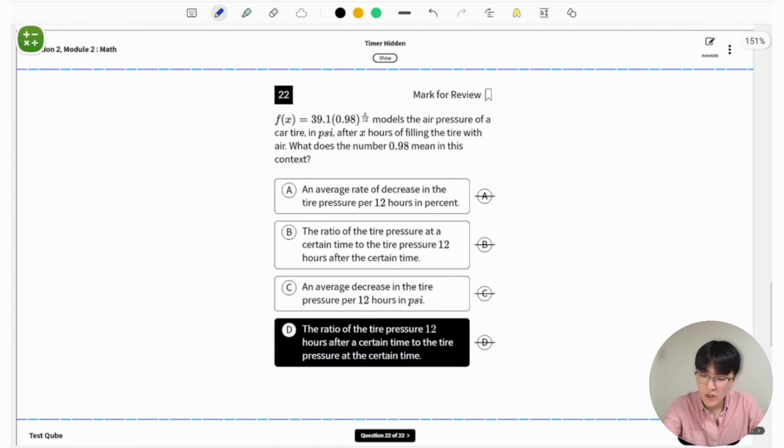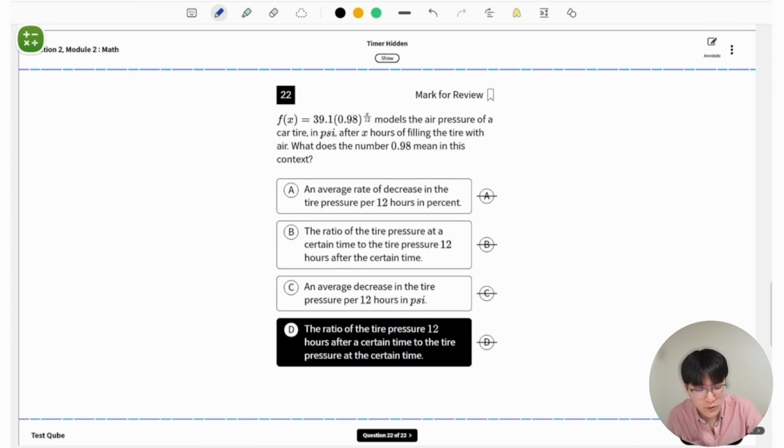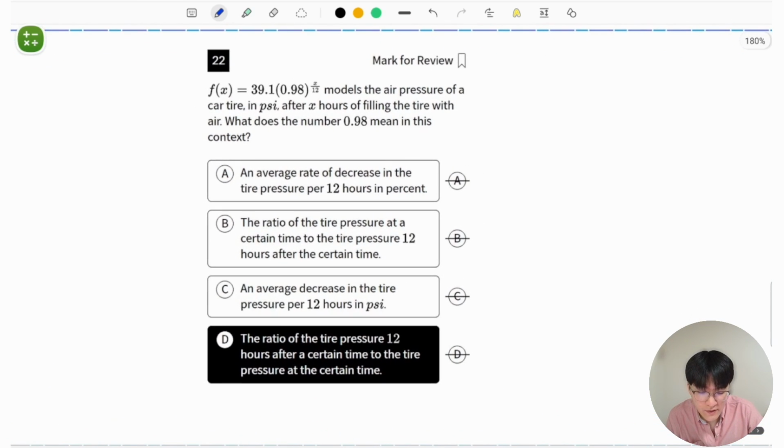All right, final question for test 1, module 2, upper module. Let's take a look. f of x is equal to 39.1 times 0.98 to the power of x divided by 12 models the air pressure of the car tire in psi after x hours of filling the tire with air. What does the number 0.98 mean in this context? So 0.98 is the ratio.